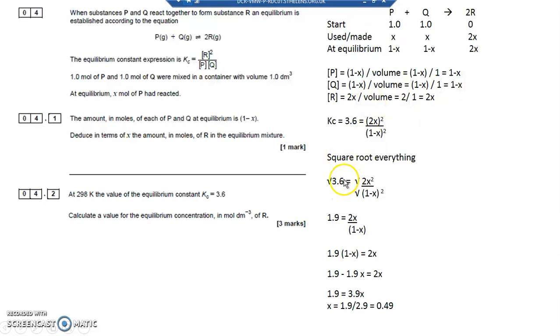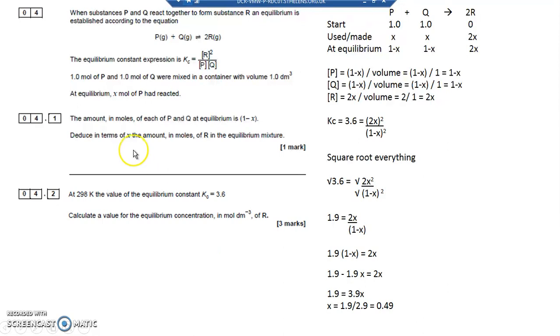Now if I square root everything, square root the 3.6, square root the 2X squared, and square root the 1 minus X squared, square root of 3.6 is 1.9, square root of 2X squared is just 2X, square root of 1 minus X squared is just 1 minus X. Multiply both sides by 1 minus X, so 1.9 multiplied by 1 minus X is 2X. Expand these brackets, 1.9 times 1 is 1.9, 1.9 times X is 1.9X, so it's 1.9 minus 1.9X equals 2X. Take the 1.9X across the other side, 1.9 equals 3.9X, X equals 1.9 divided by 3.9, equals 0.49.